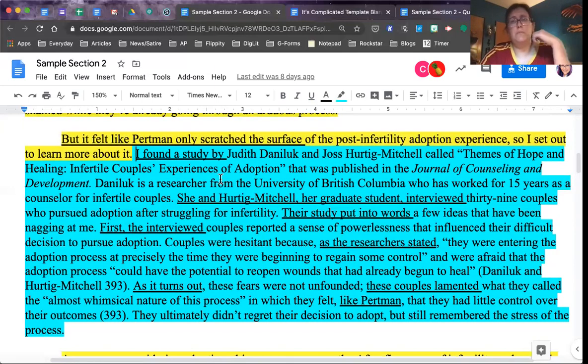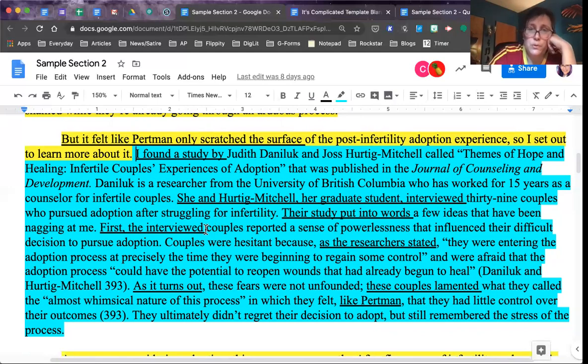I found a study done by Judith Daniluk and Josh Hertig Mitchell called Themes of Hope and Healing, Infertile Couples' Experiences of Adoption. That was published in the Journal of Counseling and Development. Daniluk is a researcher from the University of British Columbia who has worked for 15 years as a counselor for infertile couples. She and Hertig Mitchell, her graduate student, interviewed 39 couples who pursued adoption after struggling with infertility. Their study put into words a few ideas that have been nagging at me.